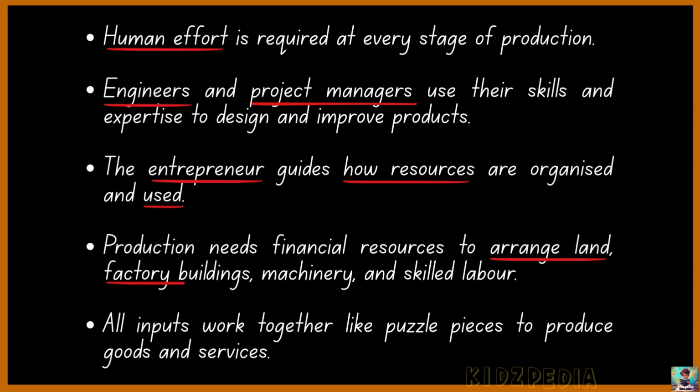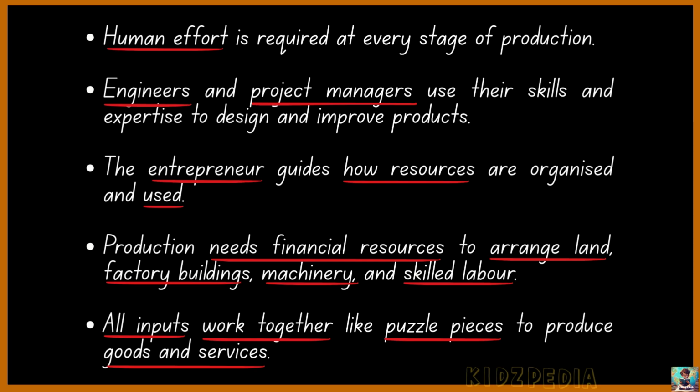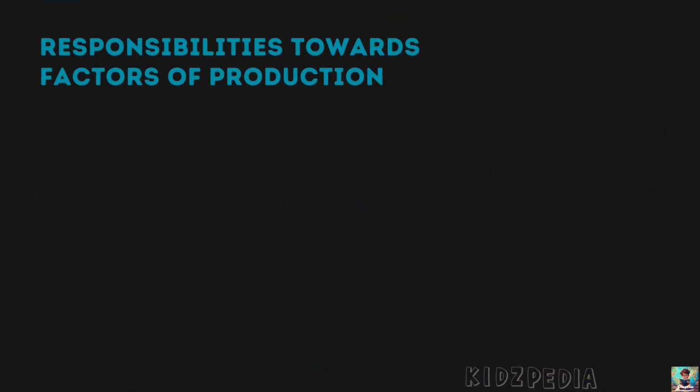To arrange land, factory buildings, machines, and skilled workers, money is also required. All these inputs, that is human effort, resources, and finance, work together like pieces of a puzzle to create the goods and services that we use in our daily life. Responsibilities towards factors of production.